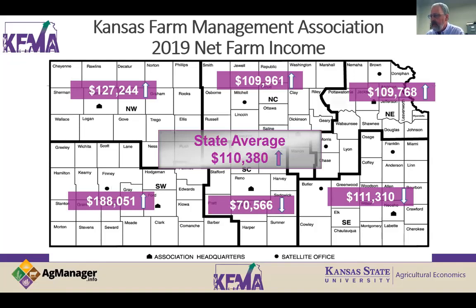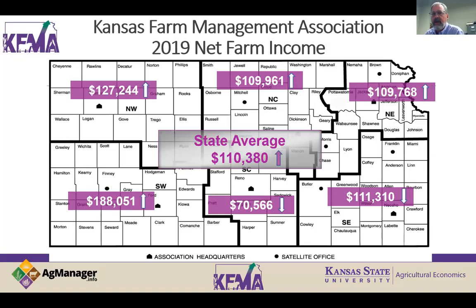That was about a 30,000 drop from where the net income had been in 2018. And in Southeast Kansas, just over 111,000, which was about a 25,000 drop from where that had been in the year prior. In the areas with the increases, fairly substantial increases in Western Kansas, Northwest Kansas going from about 116,000 in 2018 to just over 127 in 2019. And in the Southwest part of the state, going from about 153,000 in 18 to just over 188,000 in 2019.